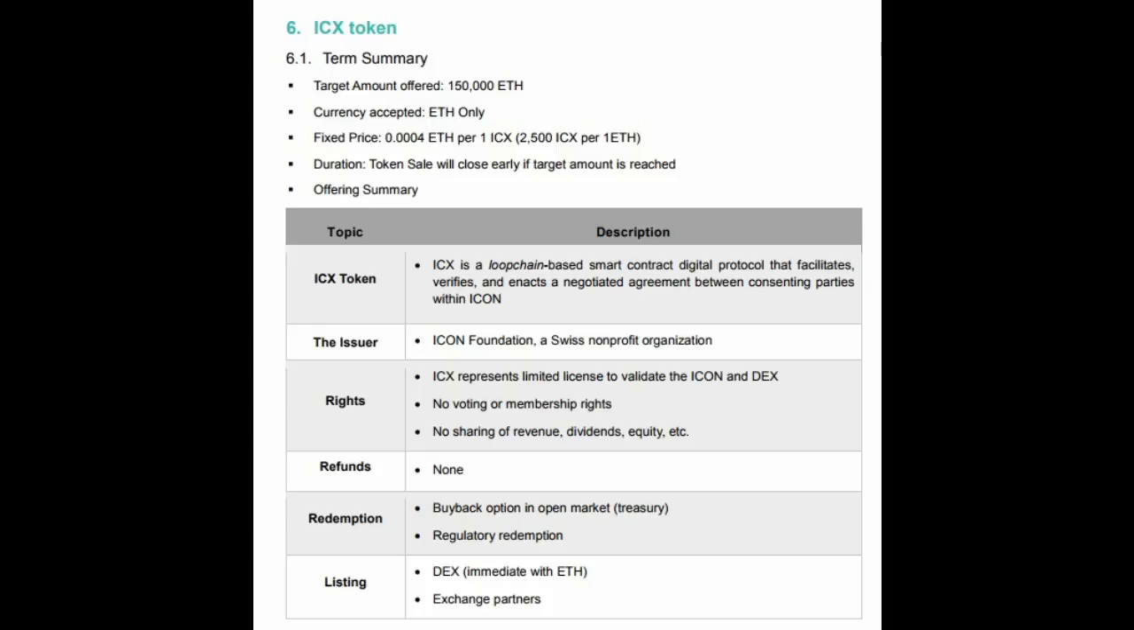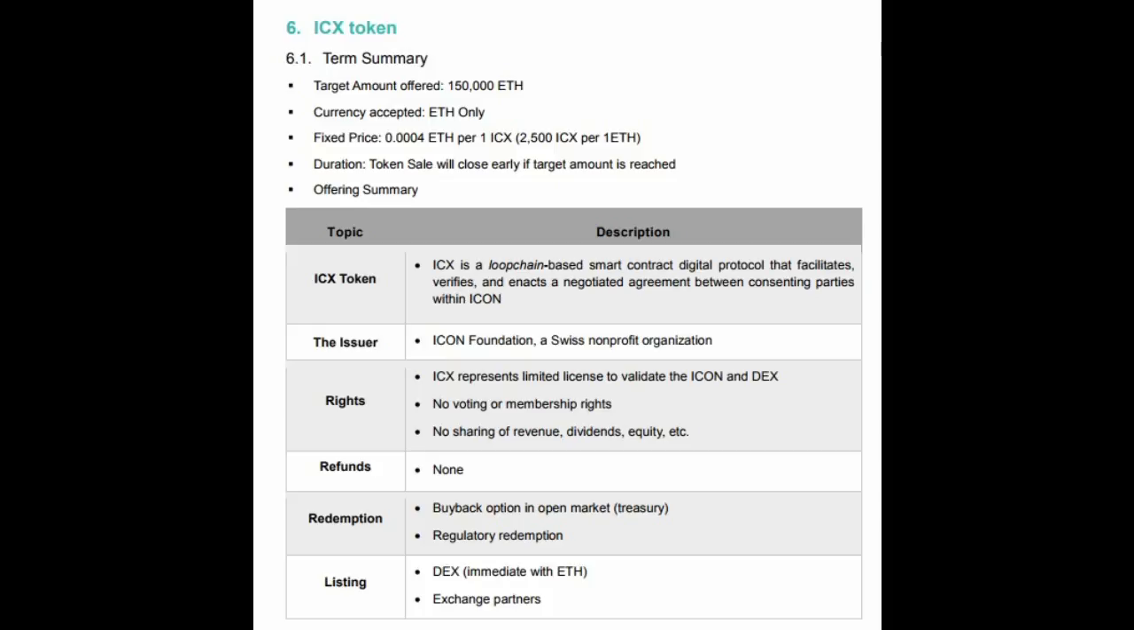So it looks like the rights for the ICX token represent a limited license to validate ICON and the decentralized exchange. No voting or membership rights, and there's no sharing of revenue, dividends, and equity. No refunds, etc.